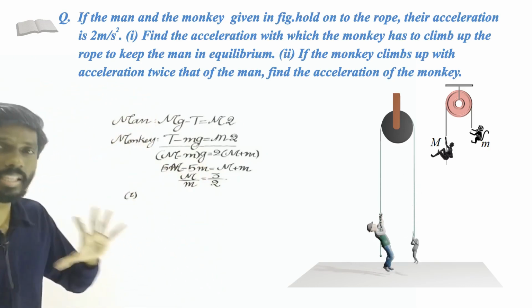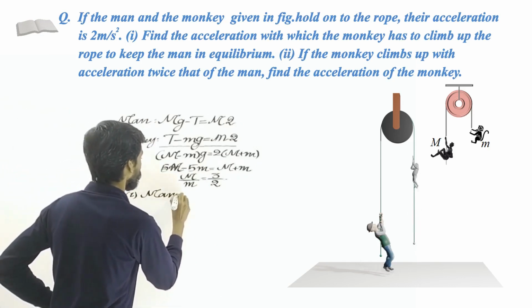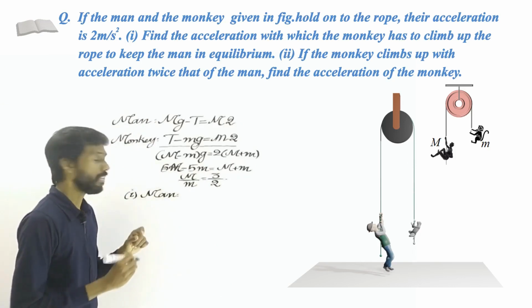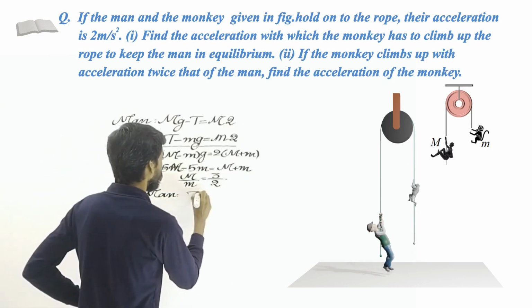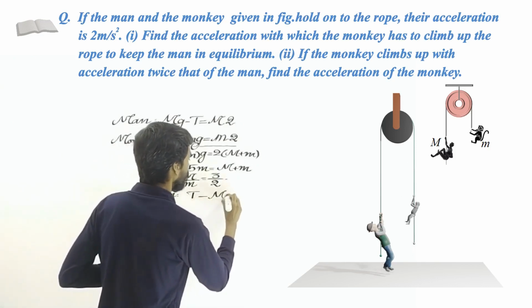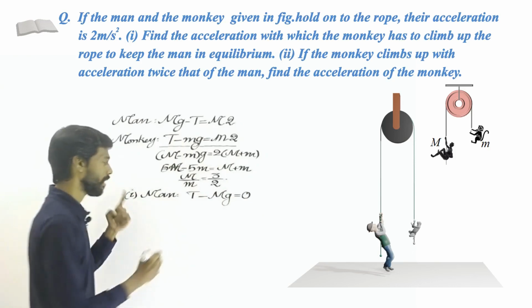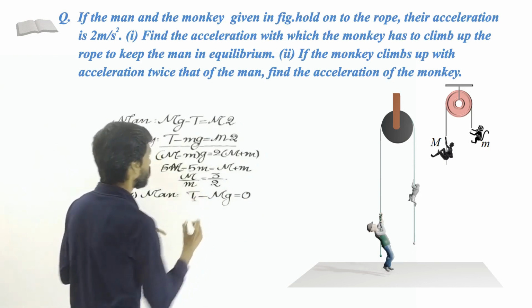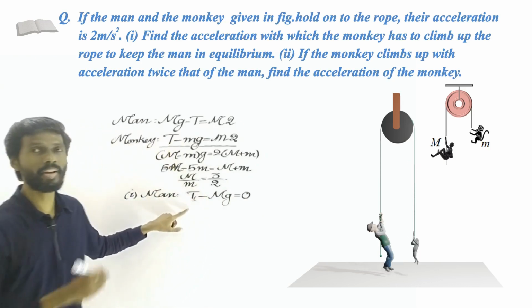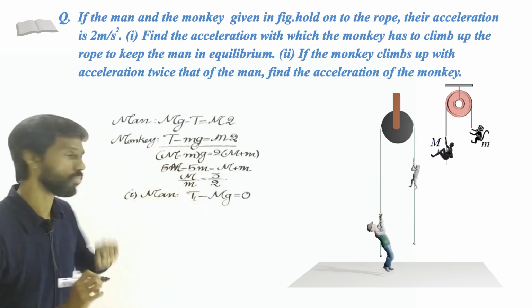So the man is in equilibrium, so again for the man, the tension in the rope must balance the gravitational force, so T minus Mg must be equal to 0. Let me take T1, just to avoid confusion. In the first case the tension is T, in the second case we have a different tension, right? So T1 equals Mg.